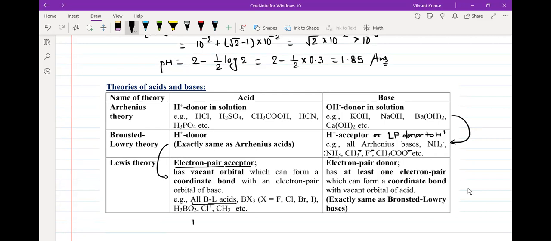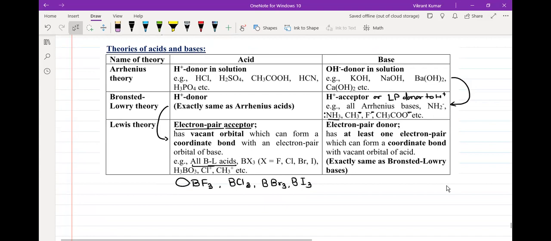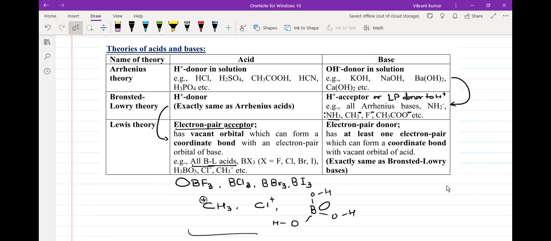But other than that, we can have BF3 in which boron has a vacant orbital. We can have BCl3, boron has a vacant orbital. We can have BBr3, BI3. In fact, we can have any carbocation like CH3 plus, which has a vacant orbital over it. We can have Cl plus, it has a vacant orbital. We can have H3BO3 in which B has 3 bonds with O, but it has a vacant orbital over it. And that's why all of these can be called Lewis acids. And Lewis bases are the same, meaning they are lone pair donors to the vacant orbital of the Lewis acid.